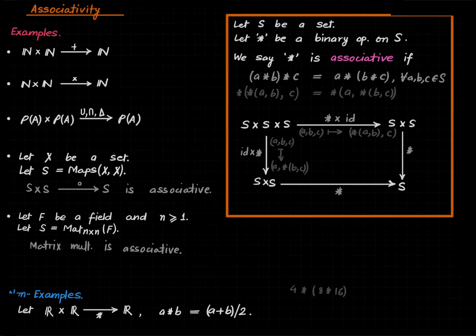So what is this? This value is 4 star 12, because what does this do? It just outputs the average of the two things. The average of these two things is 12, and the average of these two things is 8. But what about this guy? This is equal to 6 star 16. The average of 4 and 8 is 6, and now the average of 6 and 16 is 11. So certainly not equal.